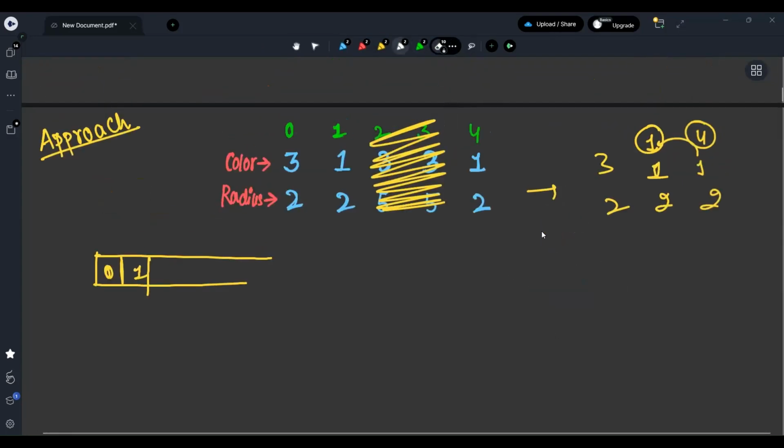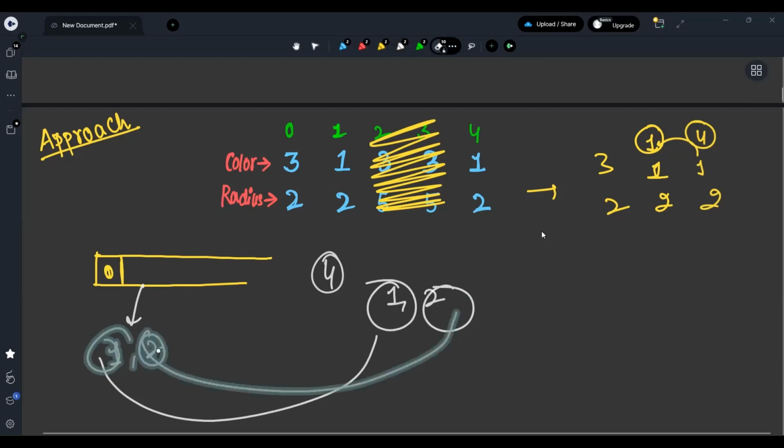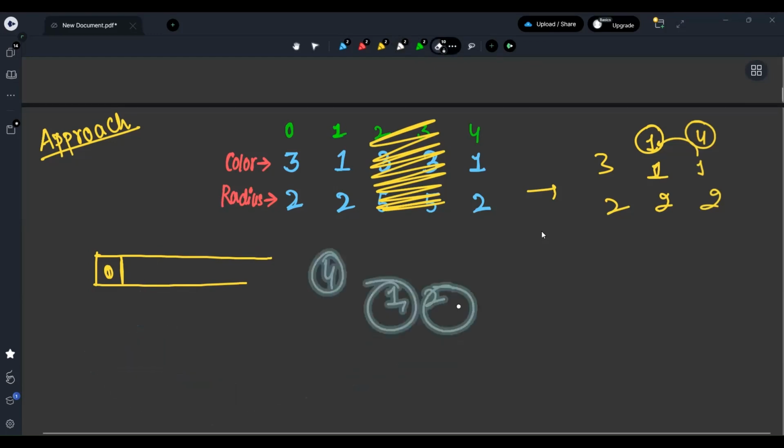Okay, so now I come to the fourth index. Fourth index color 1, radius 2. First index color 1, radius 2. So 1 and 1 are matching, 2 and 2 are matching. Okay, the first index, you should come outside. So the first index will come outside.